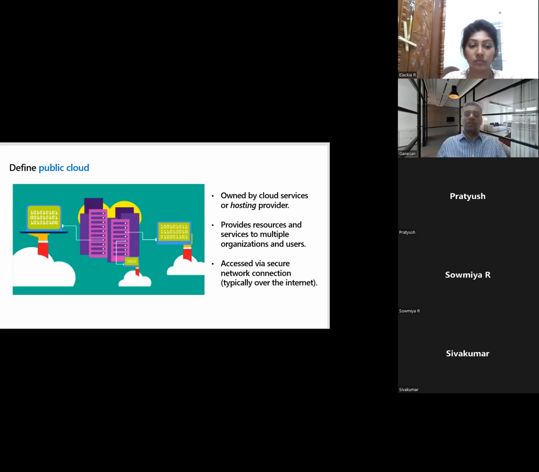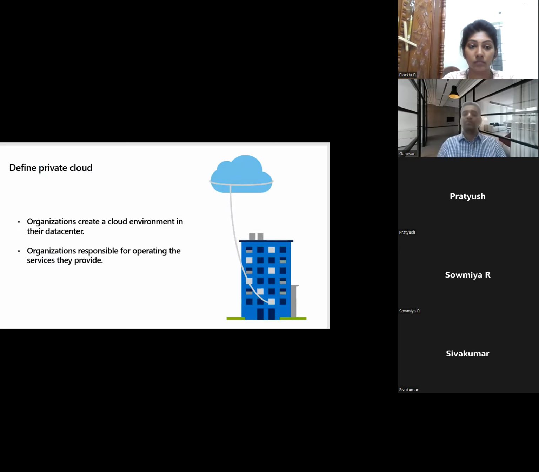Now let's see what a private cloud is. A private cloud is where an individual organization creates a cloud environment in its own data center. They are not providing this cloud service outside of that organization. For example, Facebook creates a cloud environment within its own data center, and they are not giving the services to anyone outside Facebook.